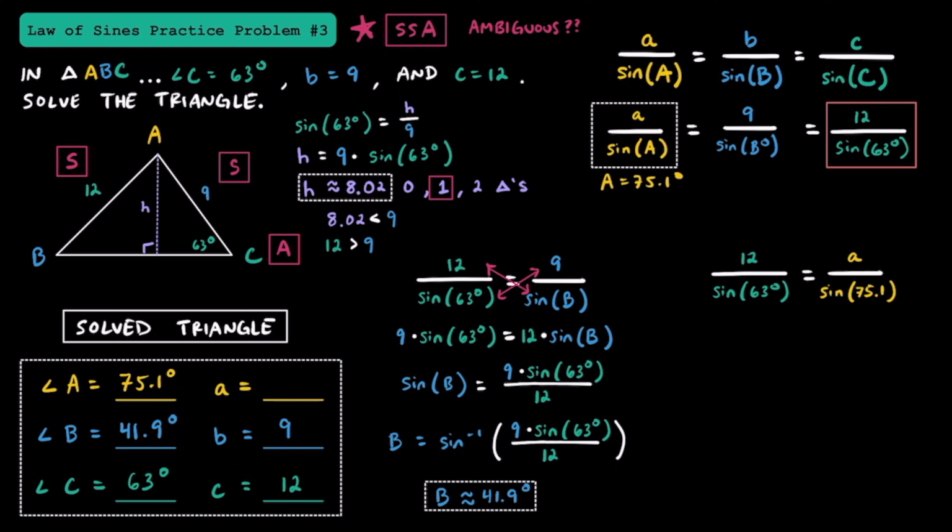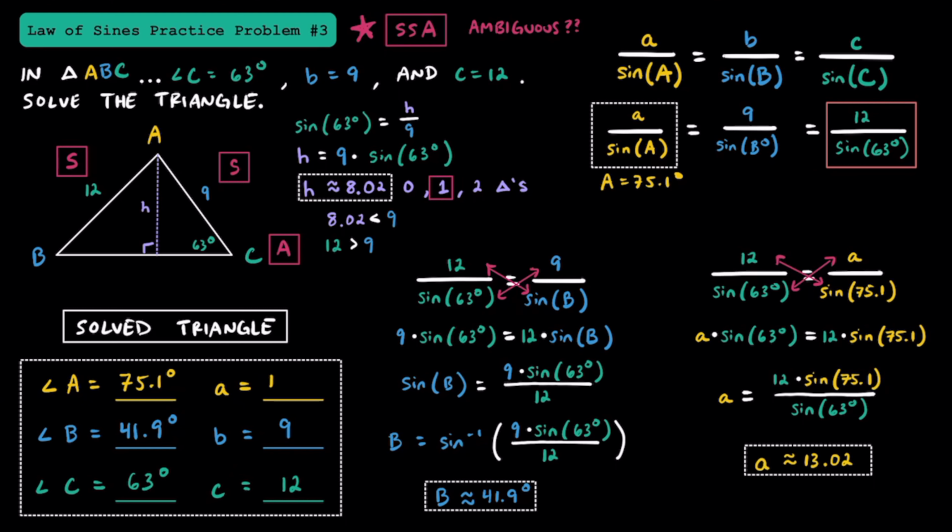Let's write 12 over sine of 63 degrees is equal to A over sine of 75.1 degrees. Using cross multiplication, we can write A times sine of 63 degrees is equal to 12 times sine of 75.1 degrees. Dividing both sides by sine of 63, we can write A is equal to 12 times sine of 75.1 degrees over sine of 63 degrees. Plugging this into a calculator, we find out that side A is approximately equal to 13.02, which we can write over here.